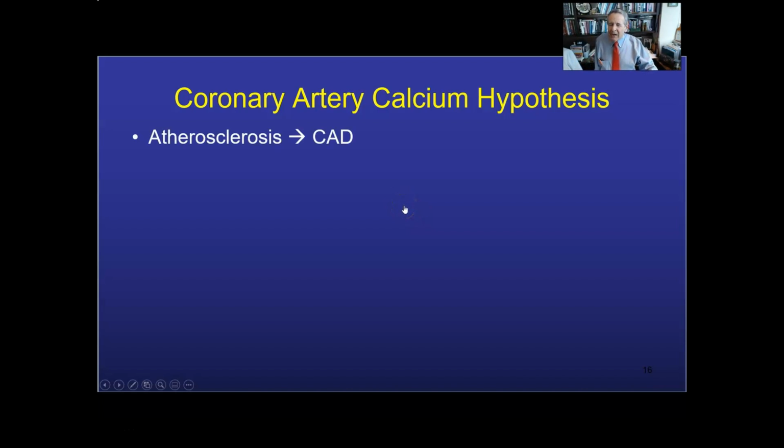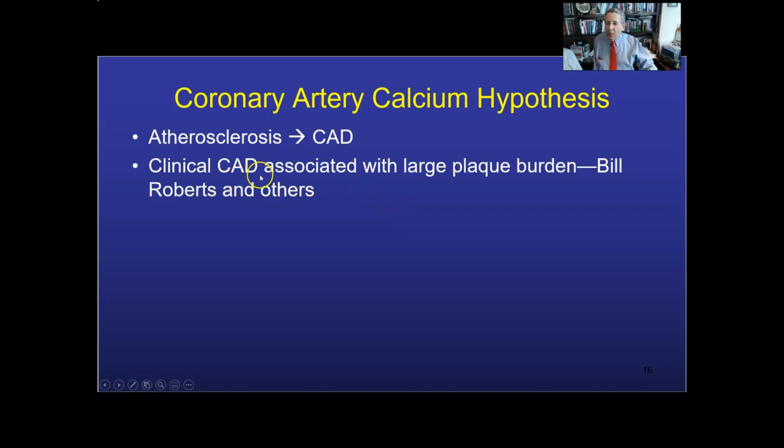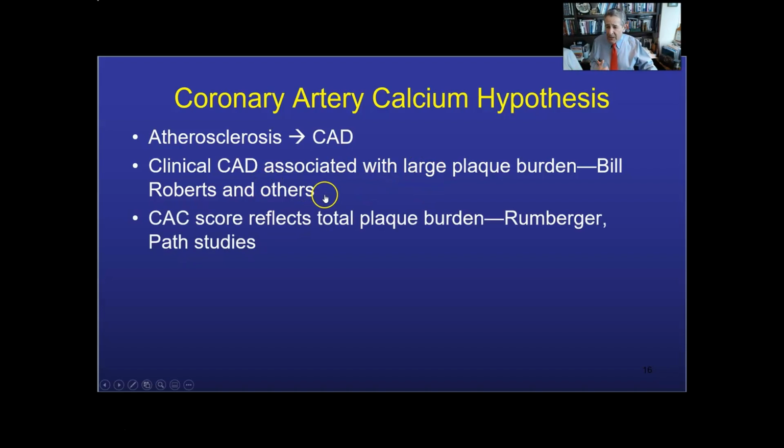So, when Dr. Janowitz and I first started with the calcium score back in the late 80s, the hypothesis: we knew arteriosclerosis caused coronary disease, big surprise there. We also knew that clinical coronary artery disease was associated with a large plaque burden. Dr. Bill Roberts and others in pathology studies showed this. You don't have a heart attack with your first plaque. The more the plaque burden, the greater the chance of having coronary disease.